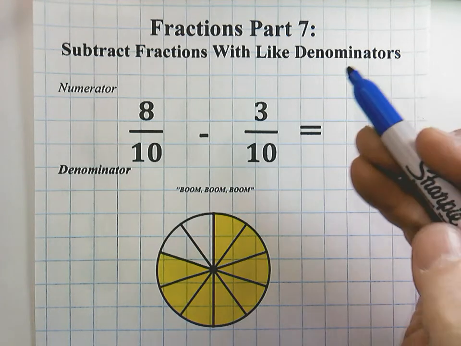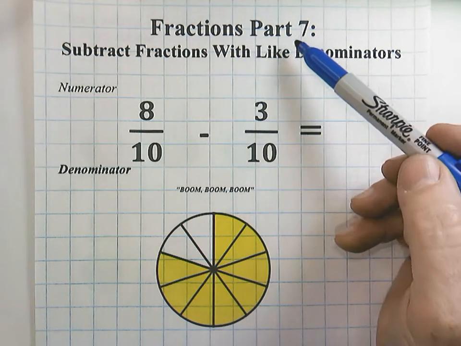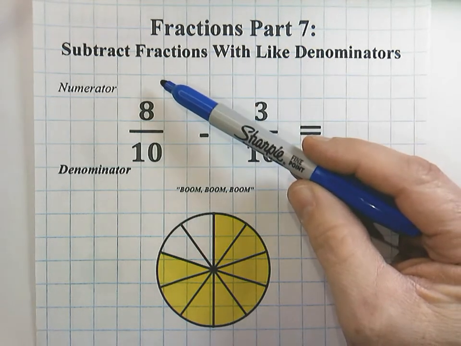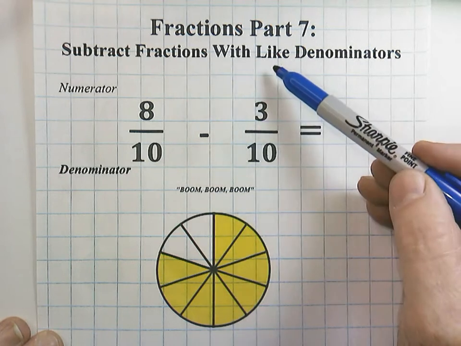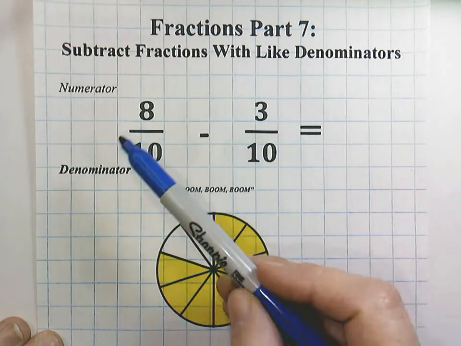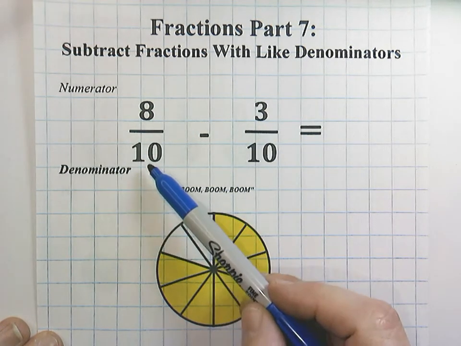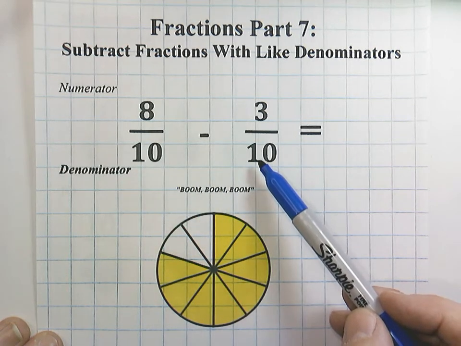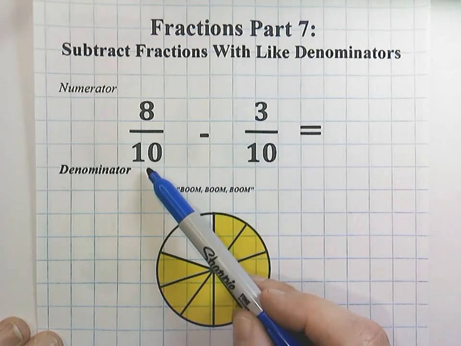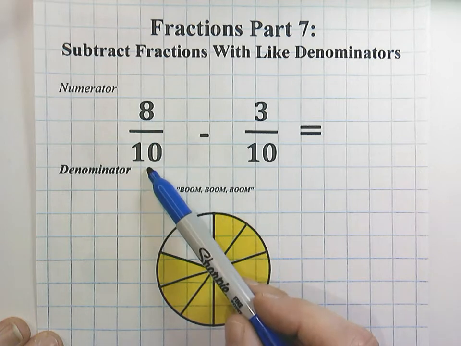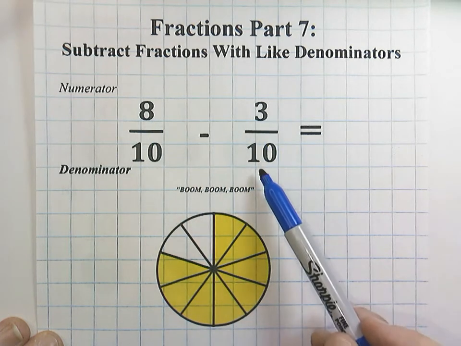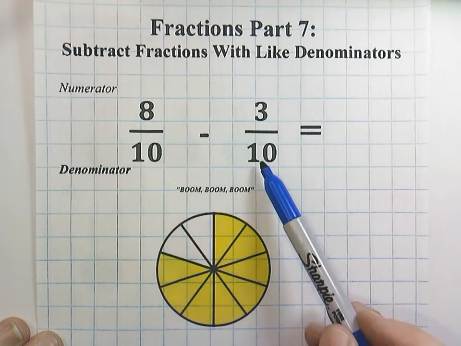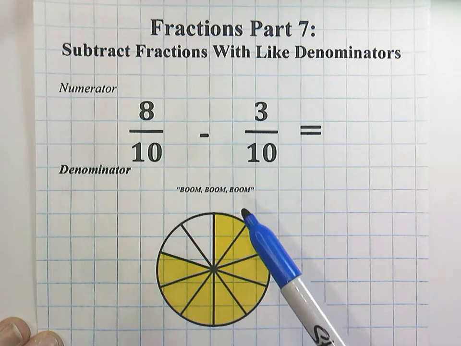Hey everybody, our lesson today is on fractions part 7. The topic is to subtract fractions with like denominators. Remember that the denominator is the bottom number of a fraction, and like denominators means that it's the same. For example, 8/10 minus 3/10. The tenths are the same, and that's what we mean by like denominators.